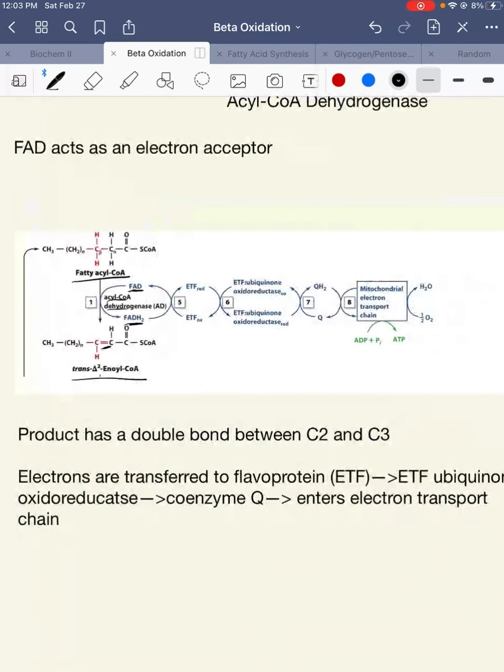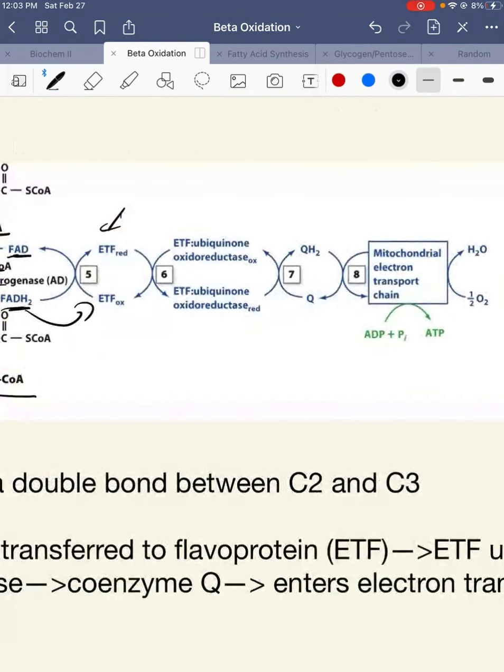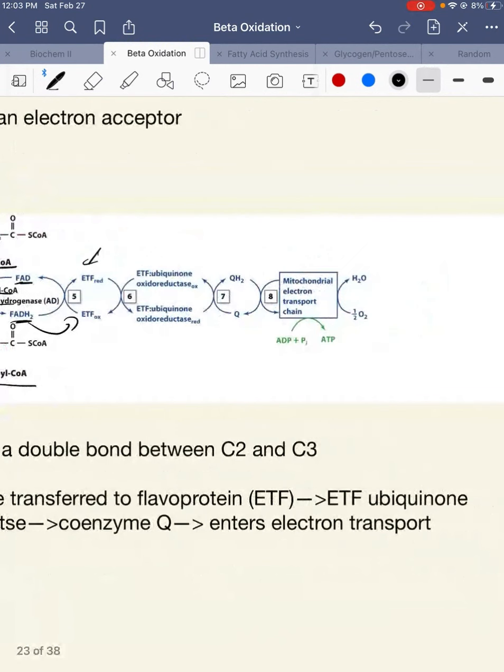Okay, so now this is one way the cell makes ATP through beta oxidation. This FADH2 can then give the electrons into the electron transport chain. It passes the electrons to a flavoprotein, so then we get the reduced flavoprotein. And then we give our electrons to an ETF ubiquinone oxidoreductase, so then it's in a reduced form.